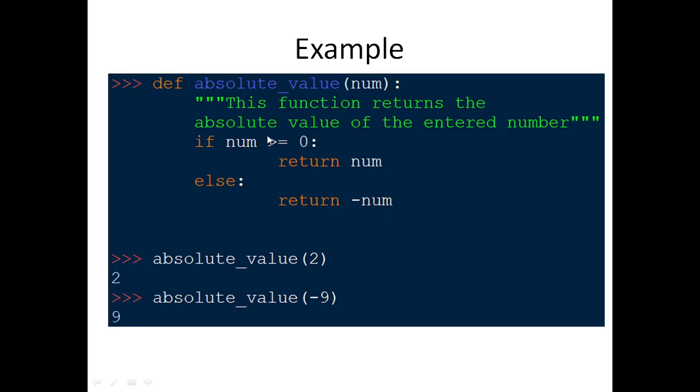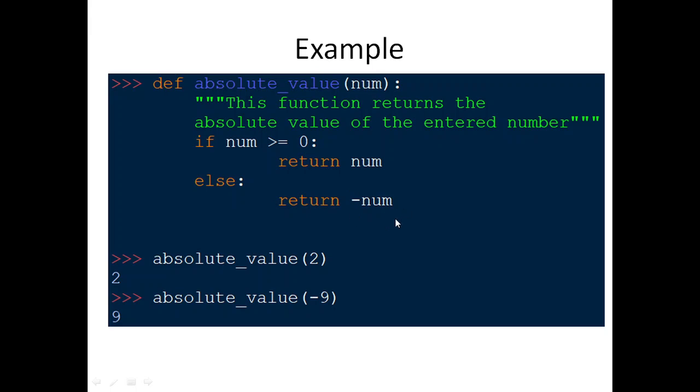So if number is greater than or equal to 0, then return num. That number itself will be returned. Else, if number is less than 0, you can change it. You need not give number greater than or equal to 0; you can simply mention number. Okay, it's correct. If number is less than 0, then it returns minus num.